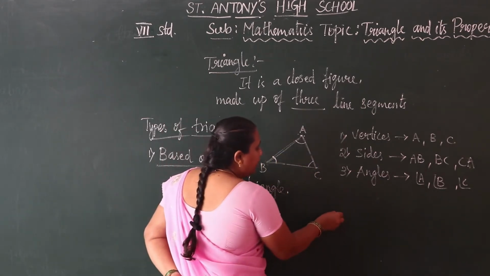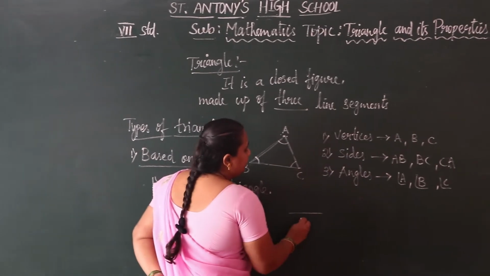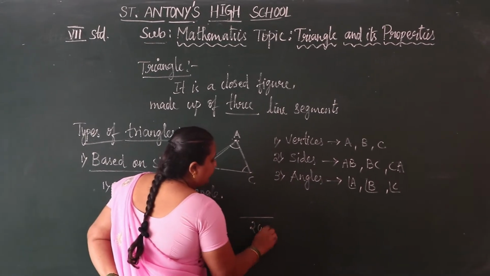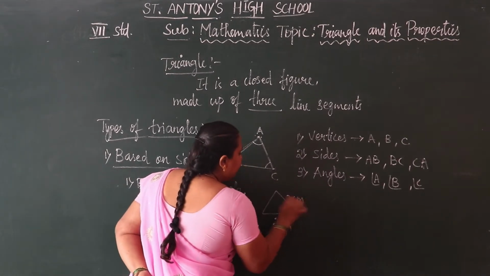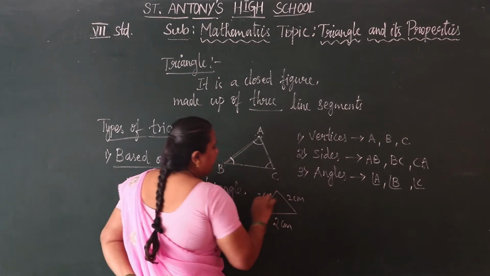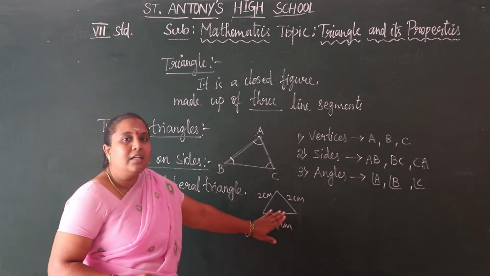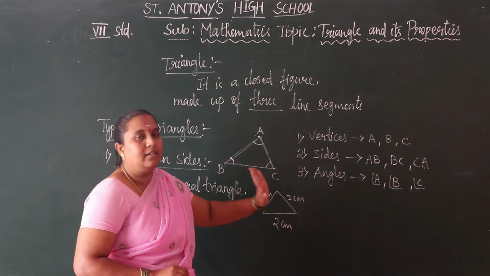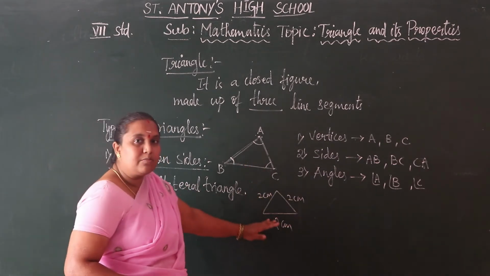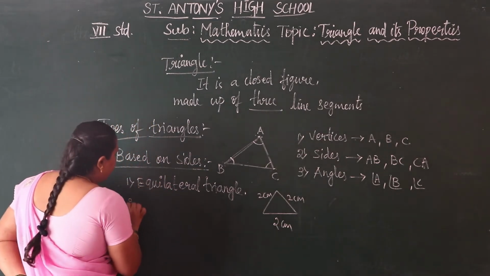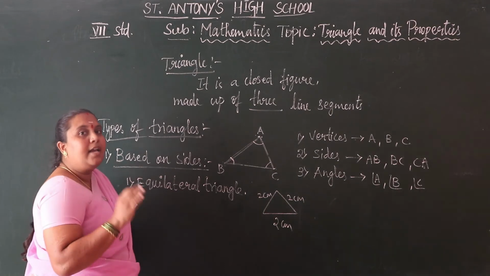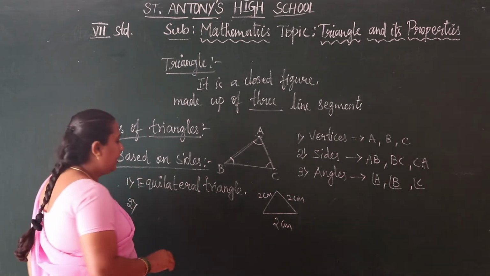If we are drawing the base of a triangle as 2 centimeter, it means the other 2 sides also have the same measurement, that is 2 centimeter. So this is an equilateral triangle. Understood children? Now let us move on to another type of triangle based on sides. That is the isosceles triangle.